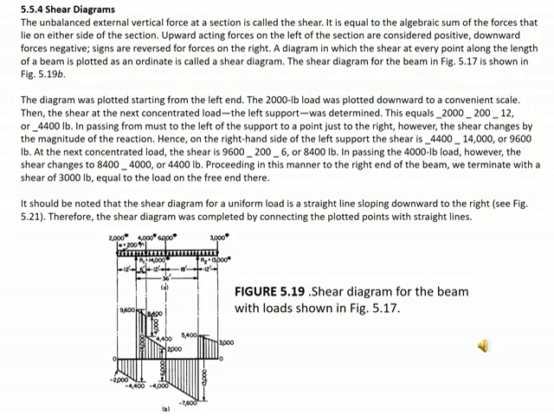The load is plotted downward to a convenient scale, and then the shear at the concentrated load and the left support is determined. Whenever there is a support, the shear will go upward, and when there is a load, the shear will go downward. That's the way the upward and downward forces can be combined together, so that way we can plot the shear force diagram.